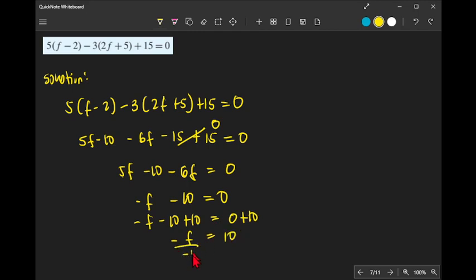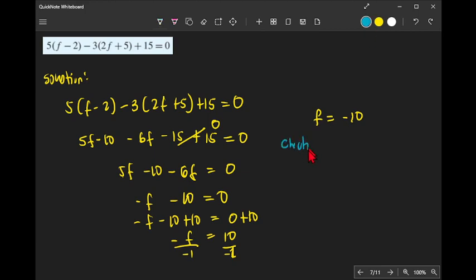So divide both sides by negative 1, so that we will only be left here with f. Because negative 1 divided by negative 1 is positive 1, so f. f is equal to 10 divided by negative 1, so that will be negative 10. Okay, so let's try to have checking for this one.